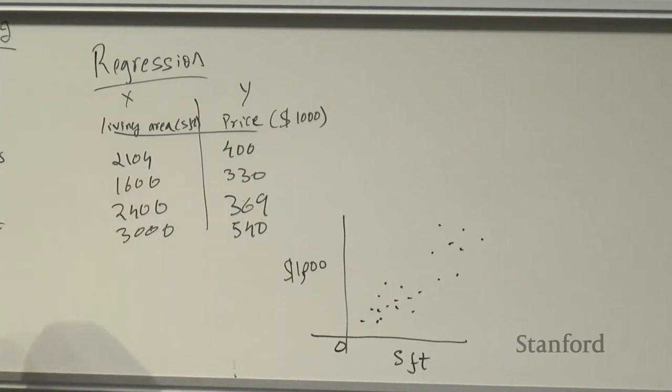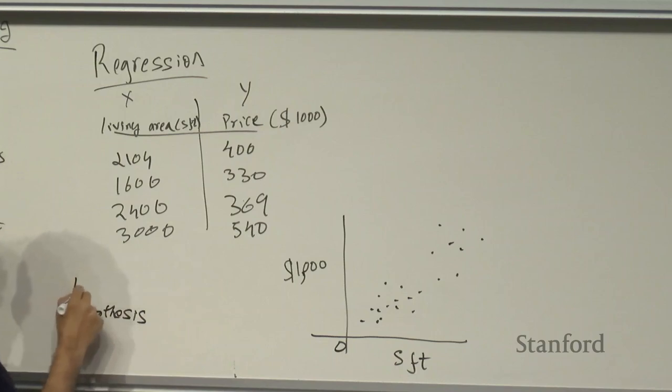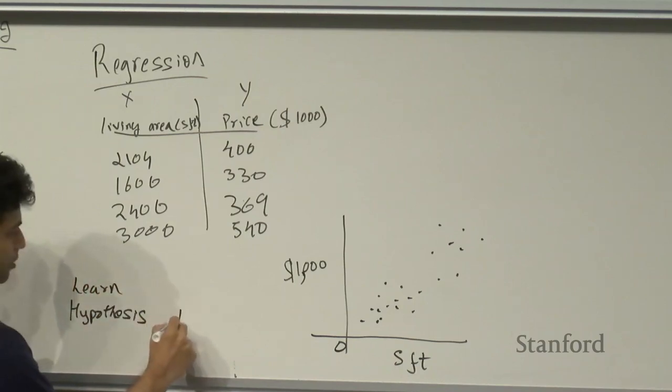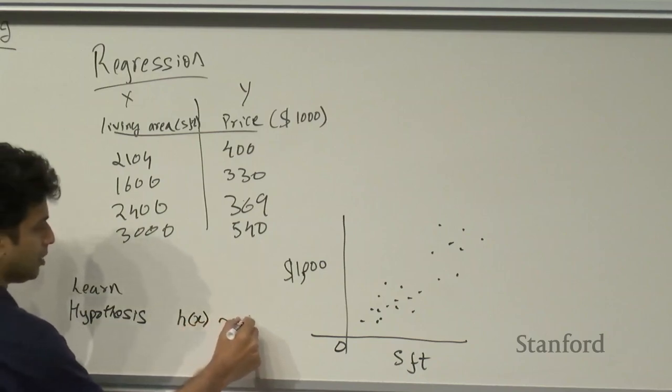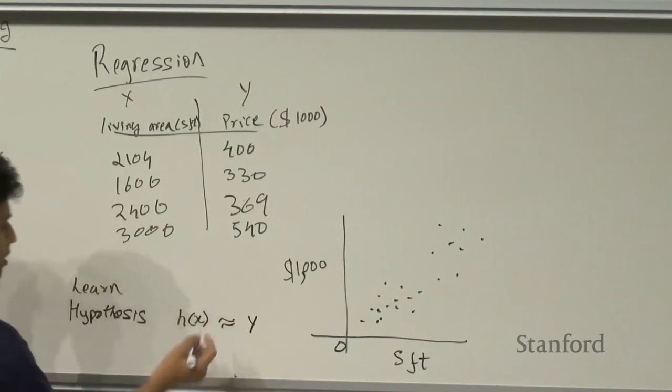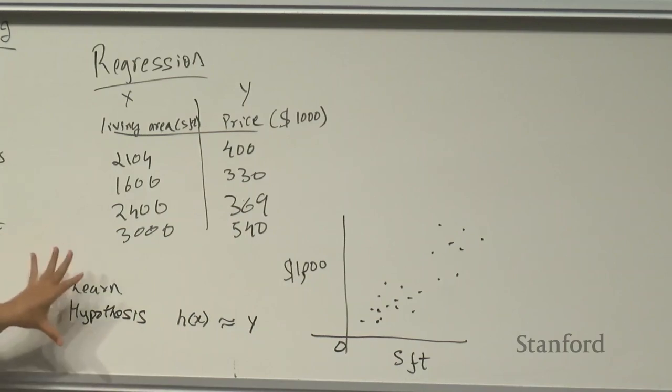And the goal here is to learn some function, let's call it a hypothesis. The reason it's called hypothesis is not very crucial. So we want to learn a hypothesis, we'll call it h of x, which is some function of x that gives you an output that is as close as possible to y, right? That's the goal of a regression problem.